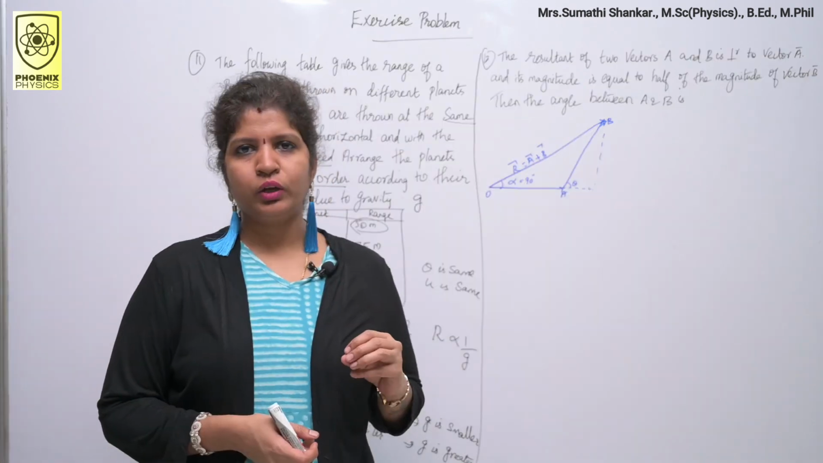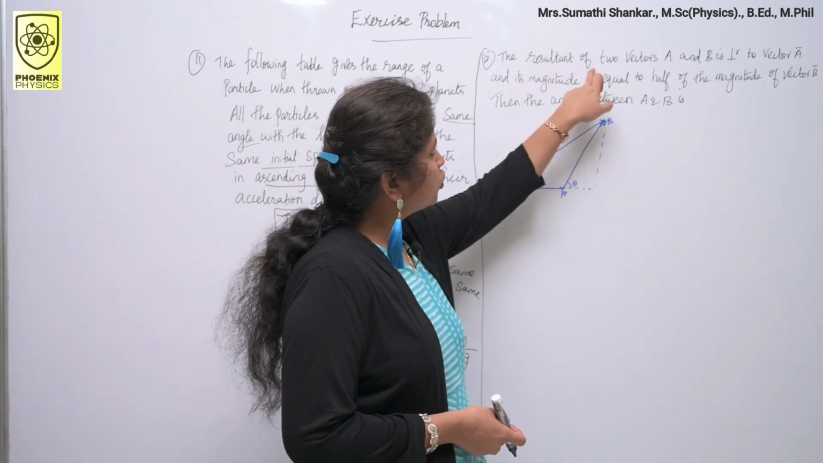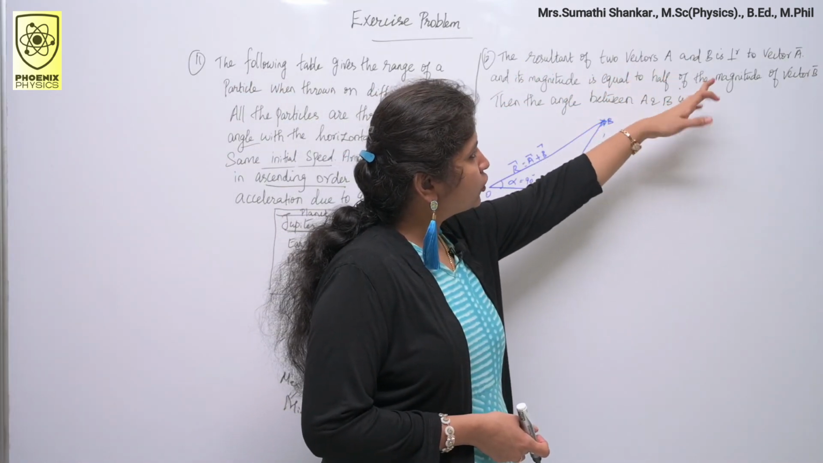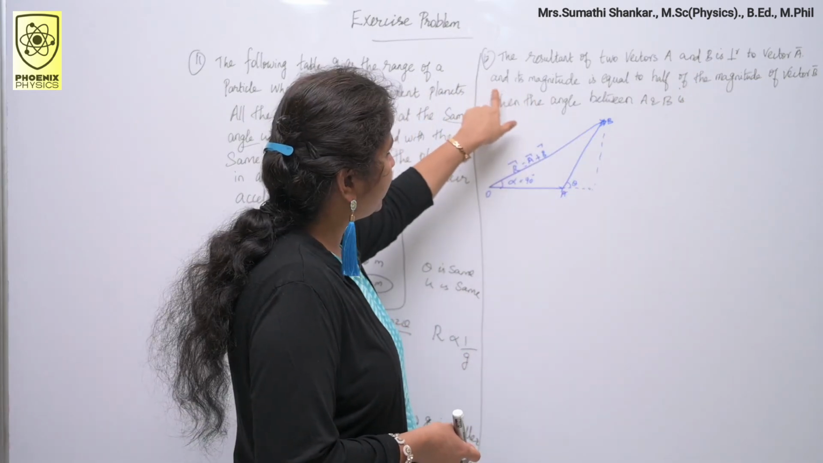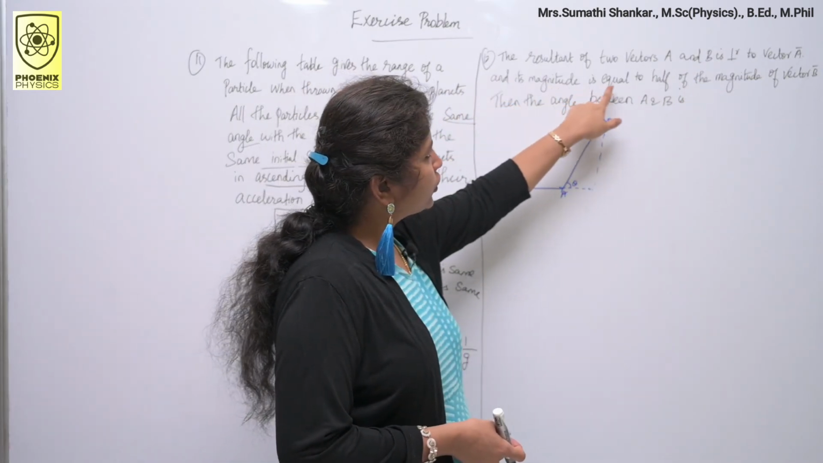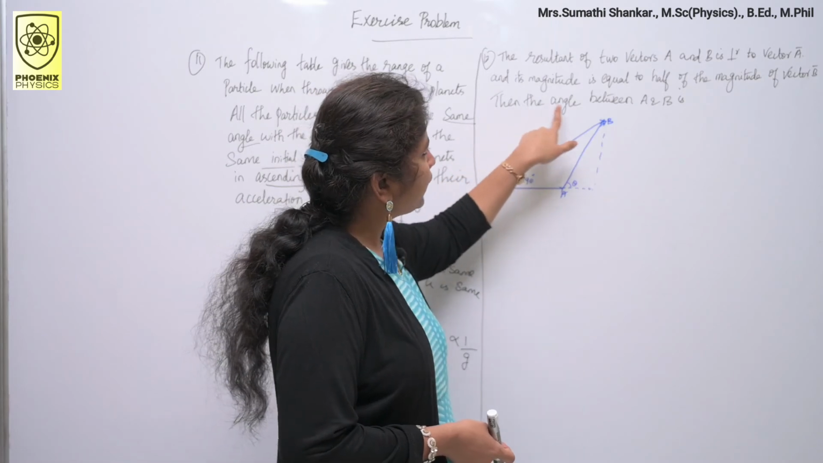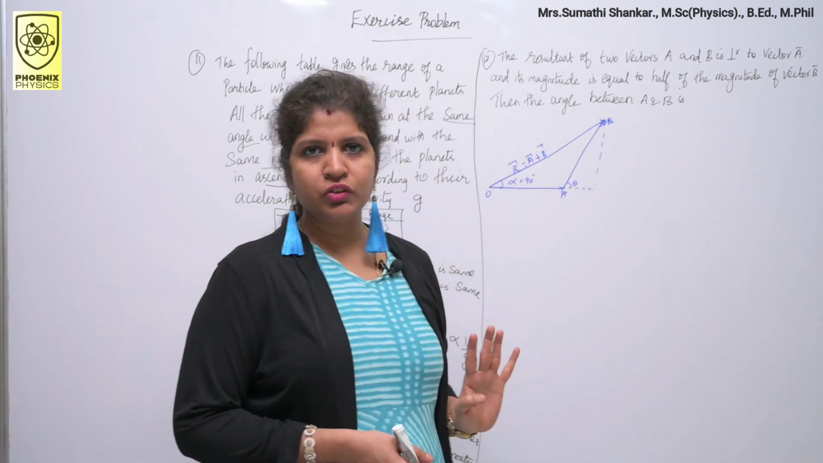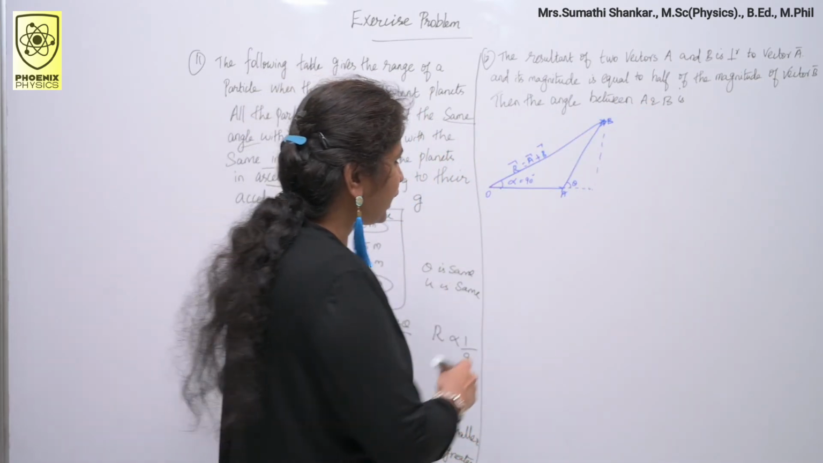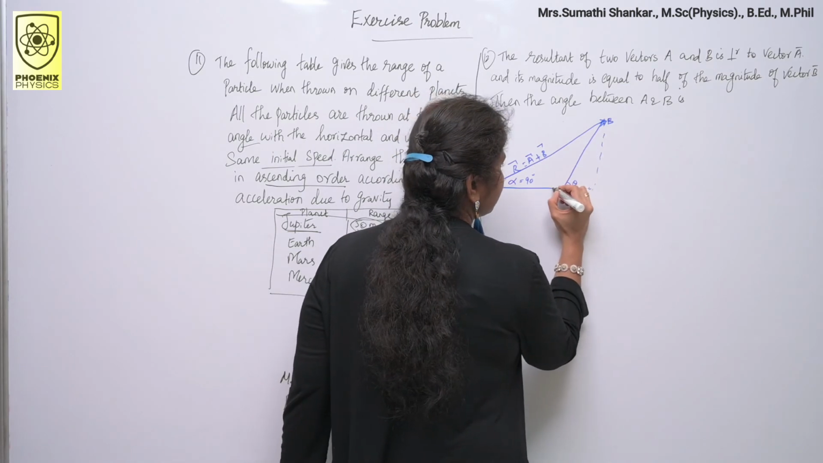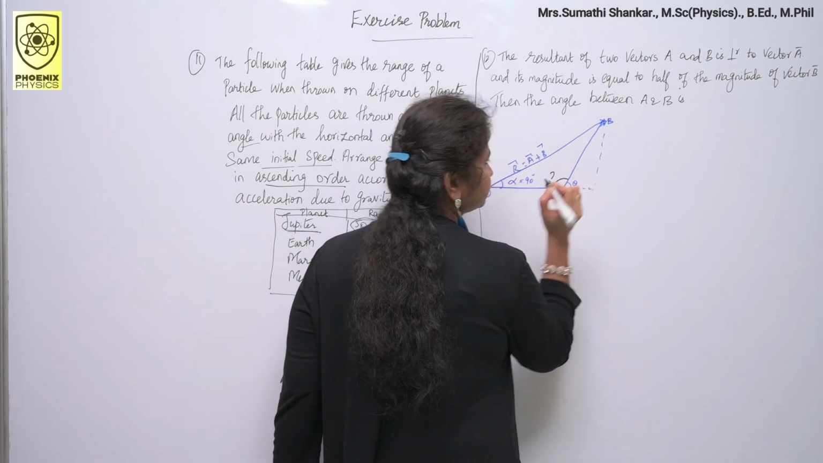That's all. Number 12. The resultant of two vectors A and B is perpendicular to vector A and its magnitude is equal to half of the magnitude of vector B. Then the angle between A and B is? We have to find out the angle between A and B.